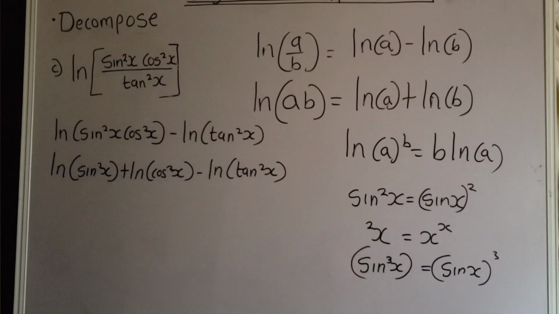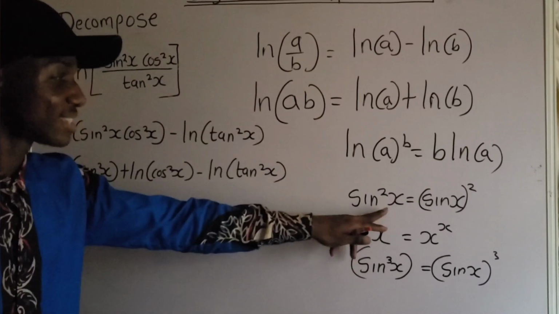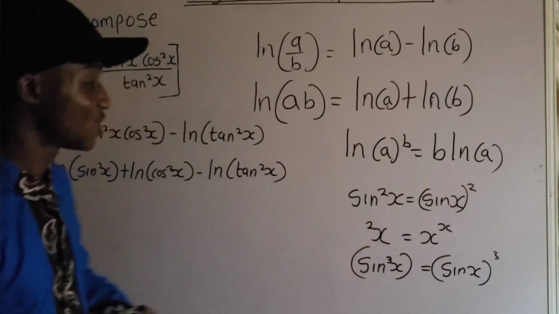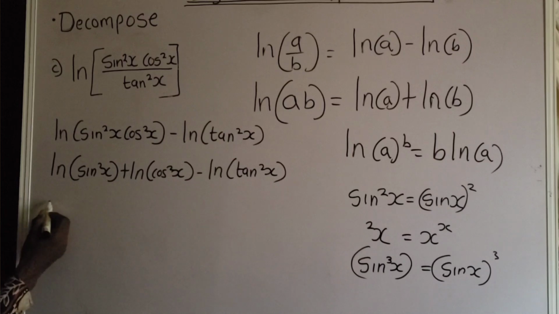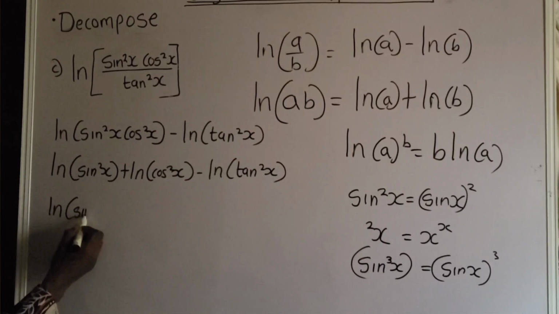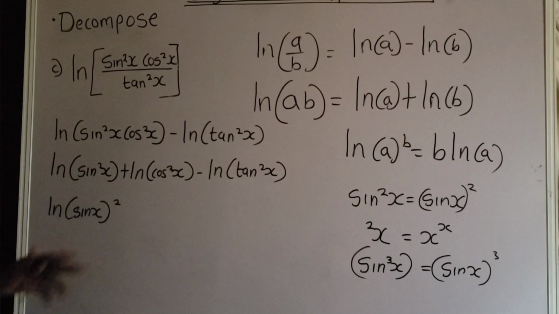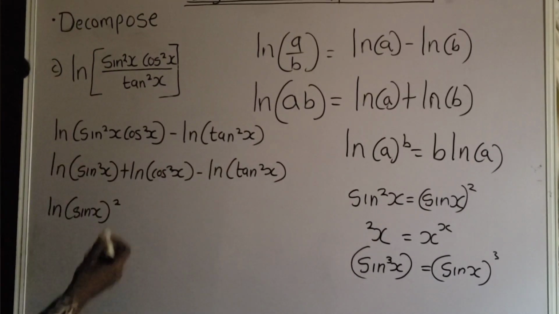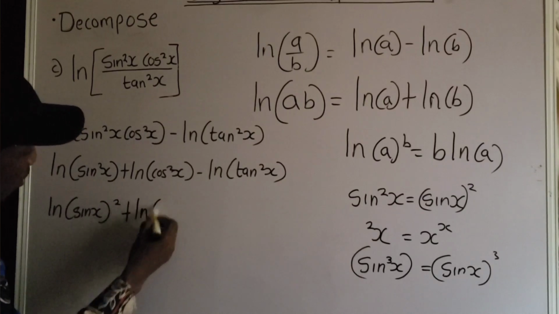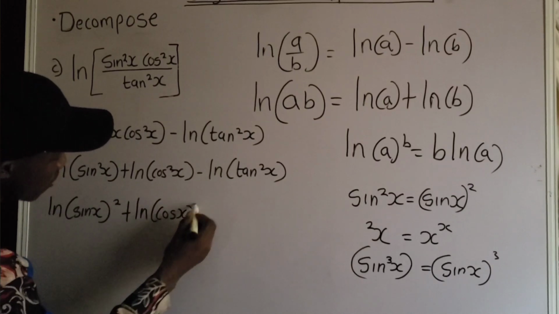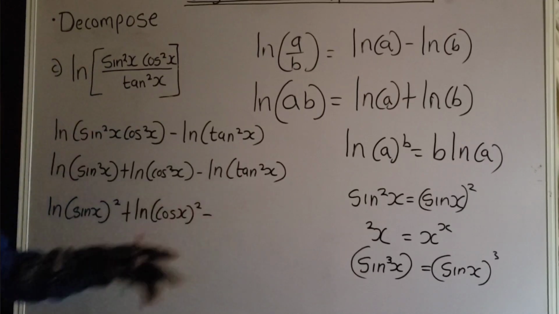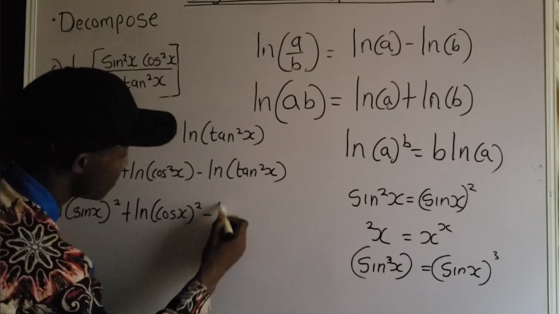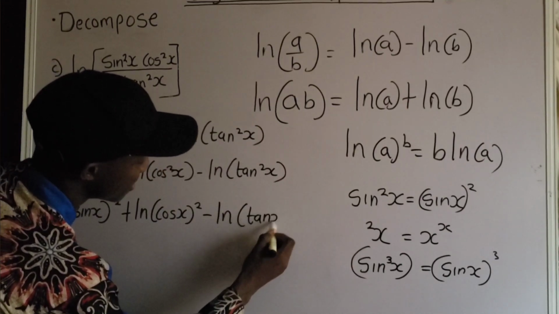You understand? Okay, now don't forget that sine square x is also the same thing as sine x raised to the power of 2. You understand? So for this, I'm going to have the natural log of sine x raised to the power of 2. And cos square x is also the same thing as cos x raised to the power of 2. So I'm going to have plus the natural log of cos x raised to the power of 2 minus, and tan square x is also the same thing as the natural log of tan x raised to the power of 2. So I'm going to have this tan x raised to the power of 2.